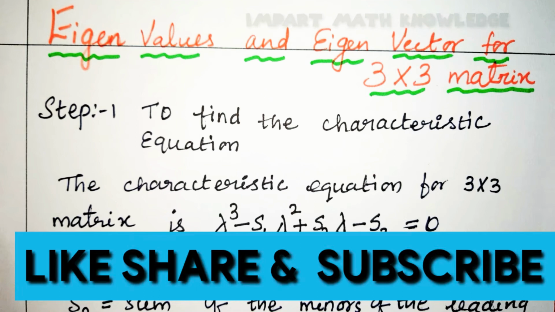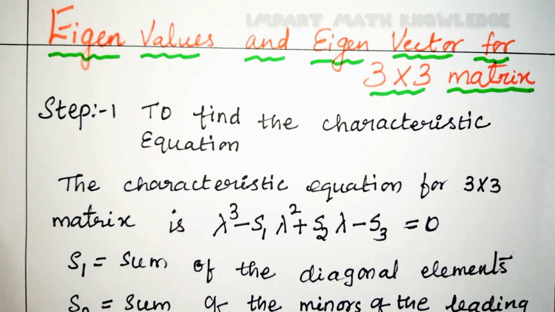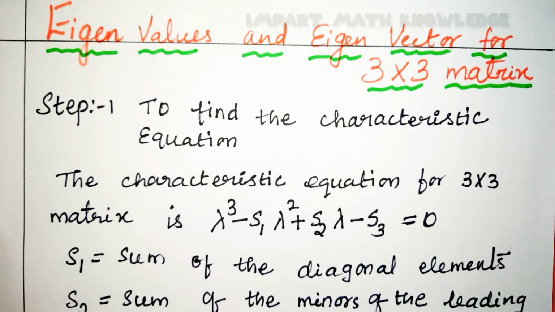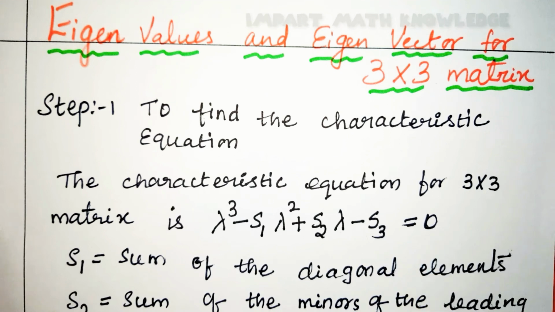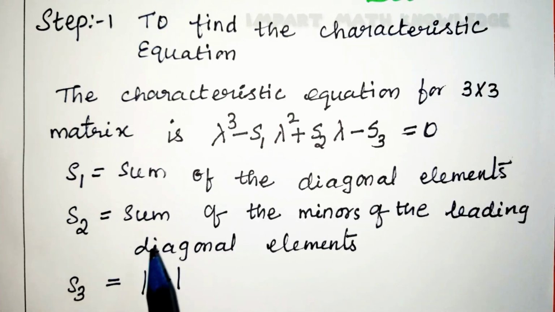This video is about eigenvalues and eigenvectors for a 3 by 3 matrix. For finding eigenvalues, first we have to write the characteristic equation. The characteristic equation for a 3 by 3 matrix is lambda cube minus s1 lambda square plus s2 lambda minus s3 is equal to 0, where s1 is equal to the sum of the diagonal elements, s2 is equal to the sum of the minors of the leading diagonal elements, s3 is equal to the determinant of the given matrix.